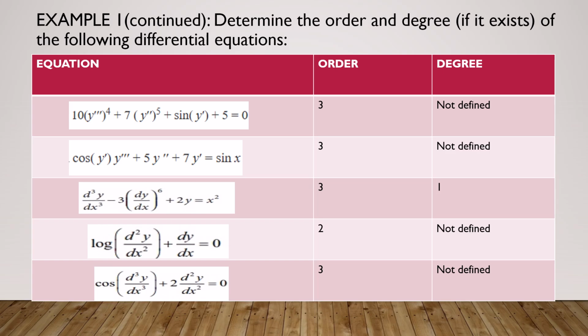Next example, highest order derivative is 3, d cube y by dx cube, and what is the power of it? 1. Power of d cube y by dx cube. So the degree is 1, order is 3. Next example, highest order 2, so d square y by dx square, so order is 2, but the derivative exists inside the log function, so degree is not defined. Same with the next example, derivative exists inside the trigonometric function, so the degree is not defined. But the order of the last example, cos of d cube y by dx cube, that means the highest order derivative is 3, so order is 3, but the degree is not defined.